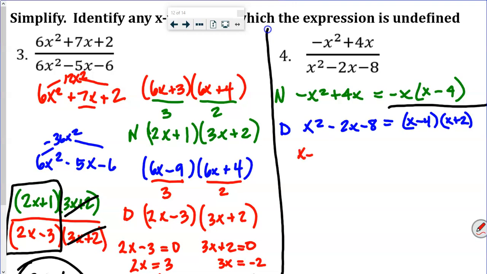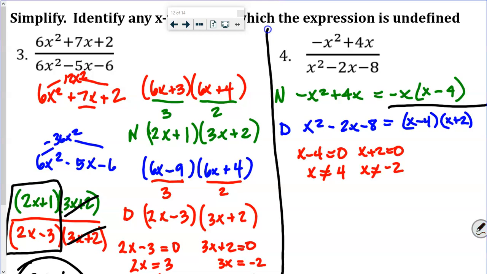So we're going to say x minus 4 equals 0, so x cannot equal 4. And we're going to say x plus 2 equals 0, so x cannot equal negative 2, okay? Again, if we put those values in the denominator, it's going to give us a 0 in the denominator. We can never have a 0 in the denominator because we cannot divide by 0, okay?